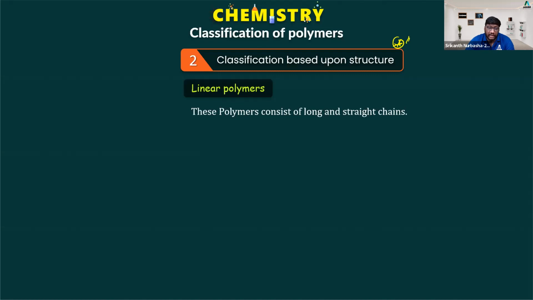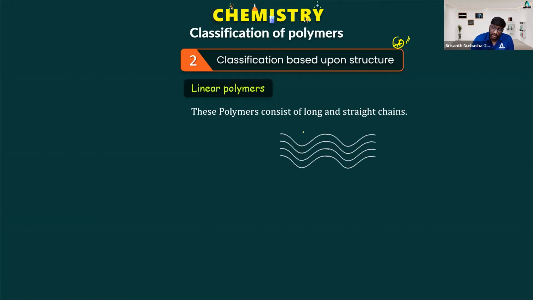That means, can I say in linear polymers? Yes or no? In the linear polymers, we will be having long and straight chains means, can I say the linking between one linear chain, that is one polymeric chain, and the other polymeric chain is almost zero, that is no branching is there, no linkaging is there. Since one polymeric chain and the other polymeric chain, they are very close, can I say they will be having higher densities, linear polymers.